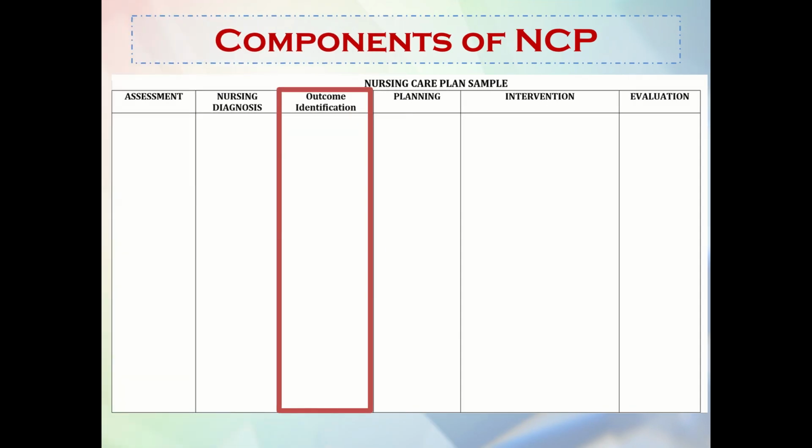Now, a variation of this format. So, ADPIE, di ba, what I'm showing you is ADPIE. In other institutions, they are using ADOPIE. So, assessment, nursing diagnosis, and then the O is outcome identification. So, for this, how do we fill out the outcome identification?